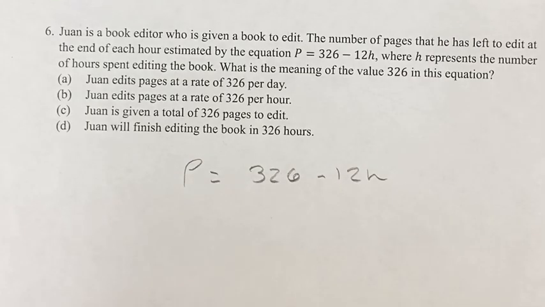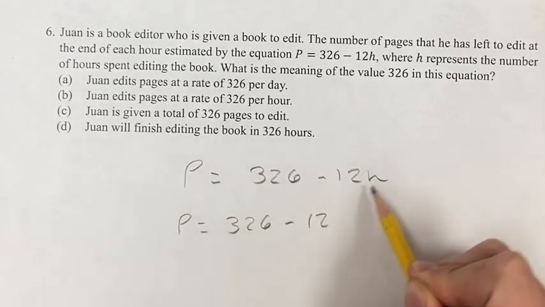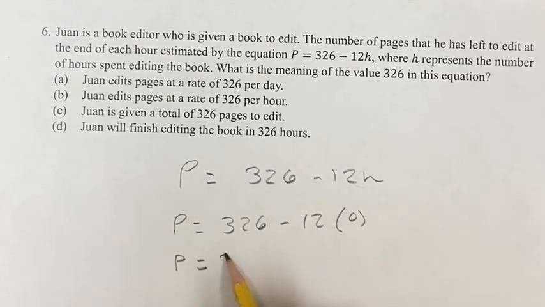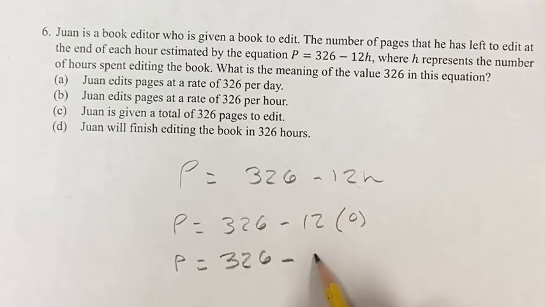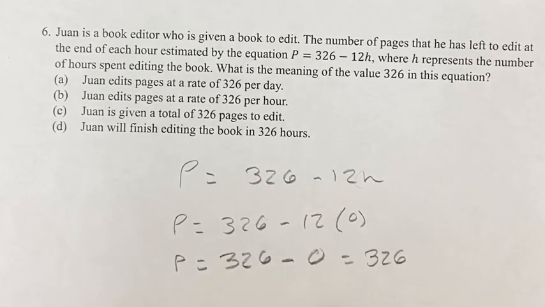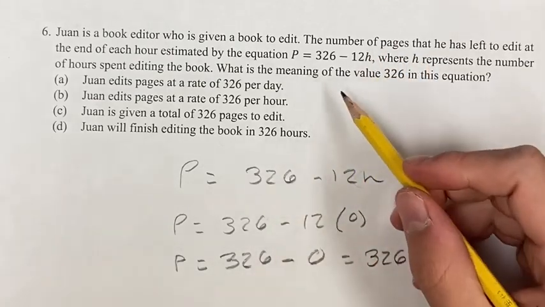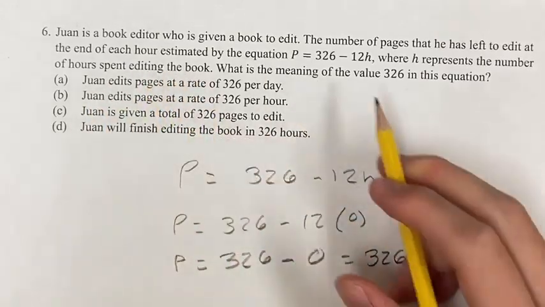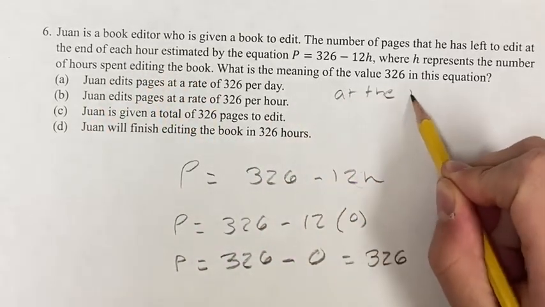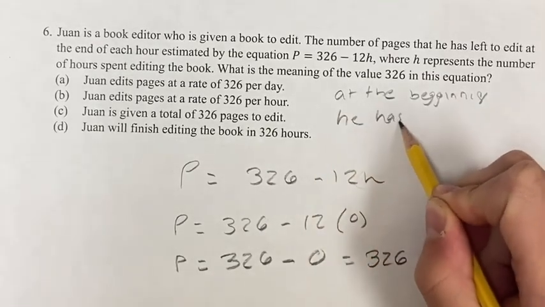So what we have to notice here is that if h is equal to 0, then p is equal to 326. Right, we're plugging in 0 for h. P is equal to 326 minus 12 times 0, which is 0. So this is just 326. So what does it mean for p to be equal to 326 when h is equal to 0? Well, p is the number of pages left to edit, and h is the number of hours spent editing the book. So when he's spent 0 hours editing the book, so at the beginning, he has 326 pages.